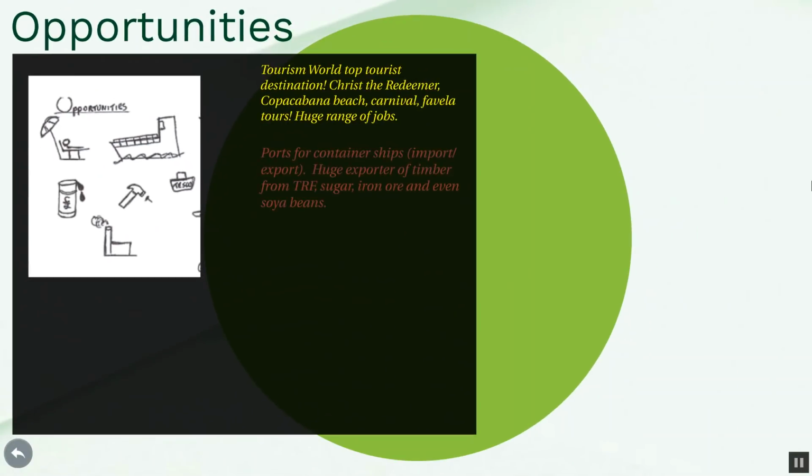This ship here is supposed to be a container ship. There's major ports in Rio due to its location. So there's huge import and export that goes there. It's a huge exporter of timber. Of course, you've got the tropical rainforest, so Rio is one of the main places that hardwoods are exported. Sugar, iron ore, even soya beans, and all of those amazing resources that we find in the Amazon rainforest are going to be exported from Rio.